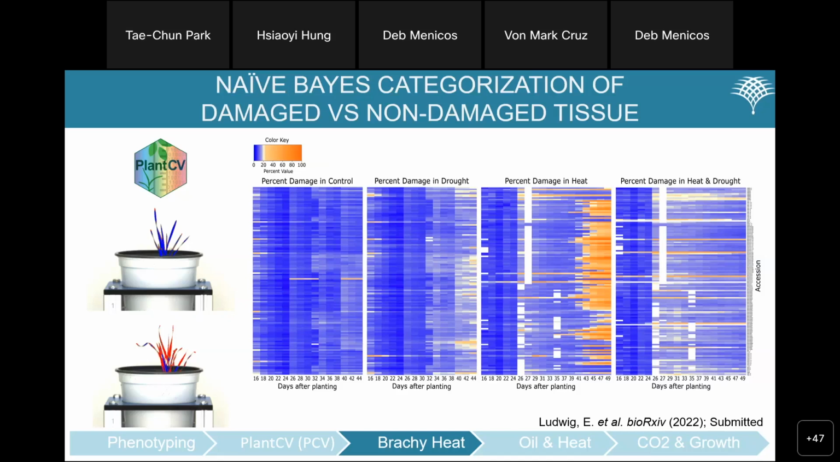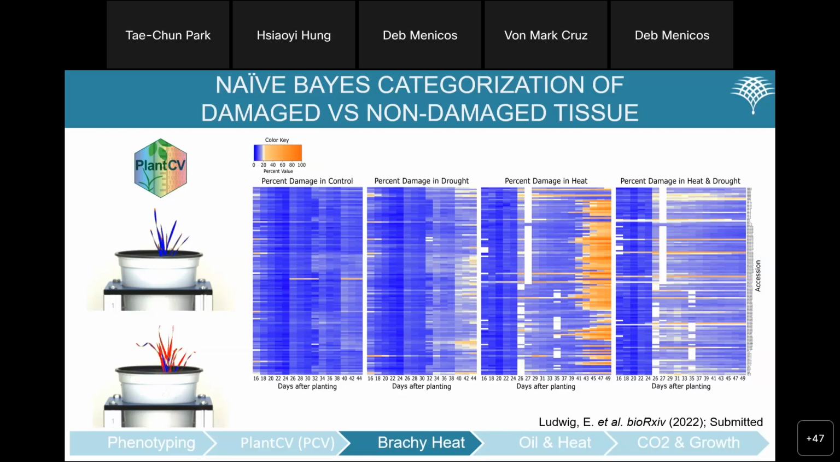What I'm showing here is a summary of all of that analysis: 200,000 images in one graph. The first panel is control, the second panel is drought, the third panel is heat, and the last panel is heat and drought. The y-axis is all of those 140 accessions, and the x-axis, because it's non-destructive, is time. So we're looking at the change in tissue damage over time for all these plants.